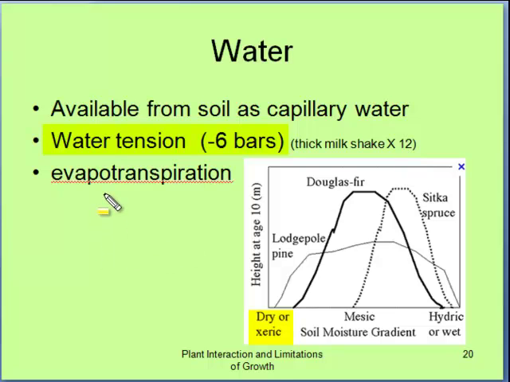The last one is the evapotranspiration rate. That's very crucial for a tree also: its ability to release water. For example, willows are very efficient at releasing vast amounts of water through evapotranspiration.